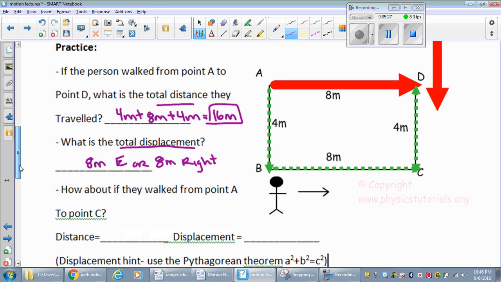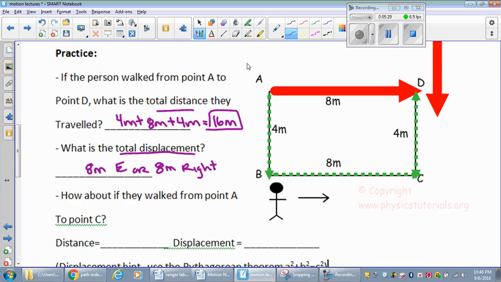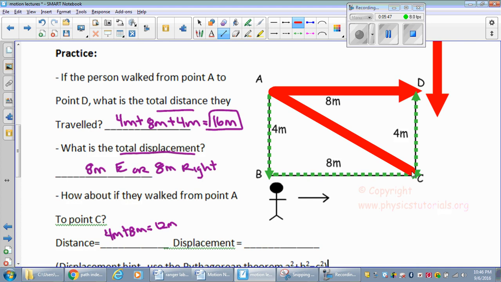And what if they walk from point A straight to point C? Okay, so the distance would be A to C, 4 meters plus 8 meters. That equals 12 meters. My displacement, though, is kind of weird. We are going to go straight from A to C, just like that. So A to C. So what type of shape do we have here? We have ourselves a weird little nifty triangle, right?